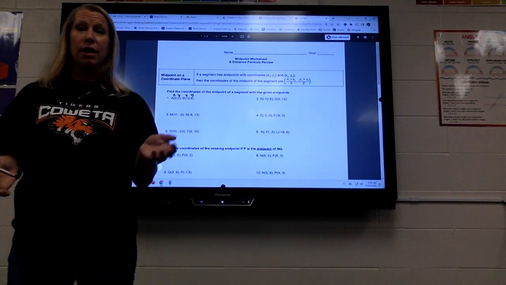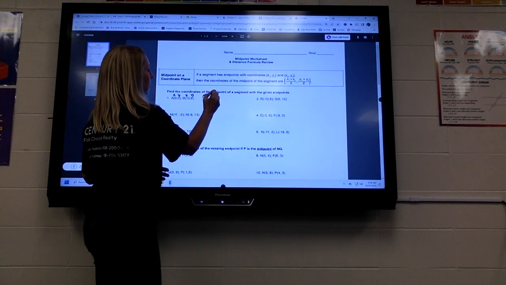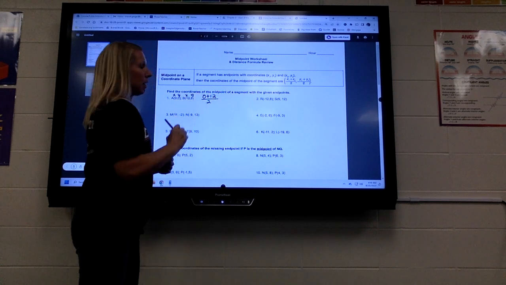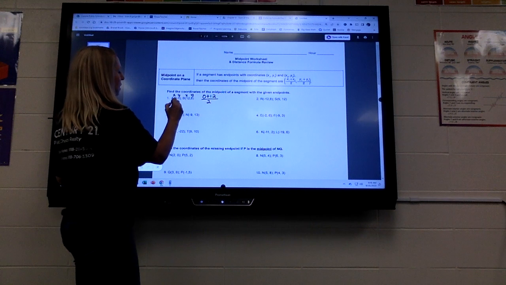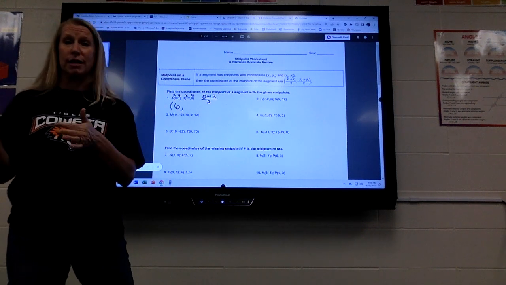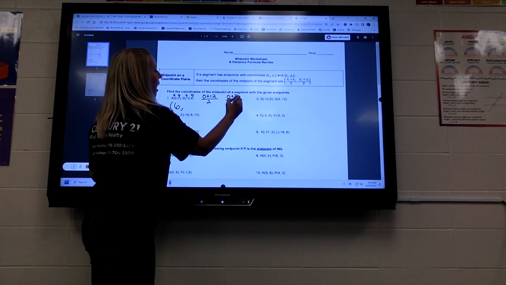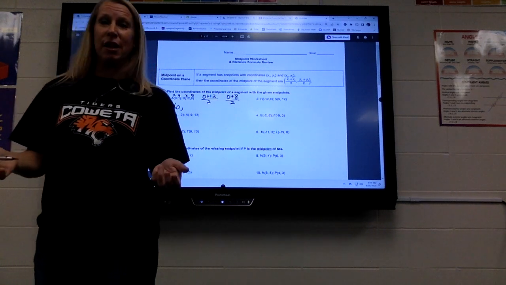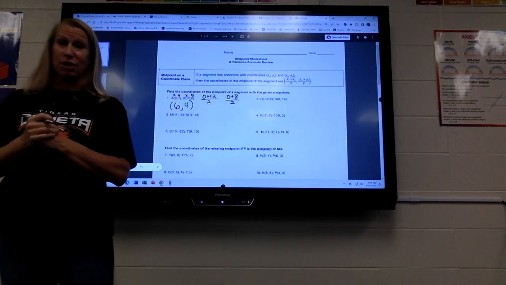So on number 1, your x numbers are 0 and 12. So you would just add 0 plus 12 together and then divide by 2. So 0 plus 12, of course, is 12. 12 divided by 2 would be 6. So your first number would be 6. Then you would add your y's together separately. So y's would be 0 and 8. Add them together, divide by 2. 8 divided by 2 is 4. That would be your answer.